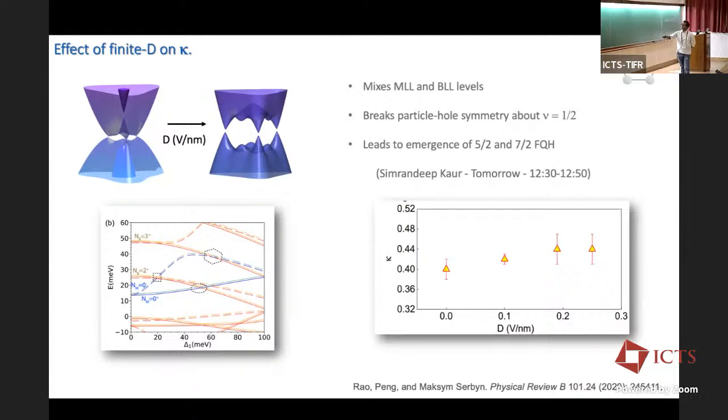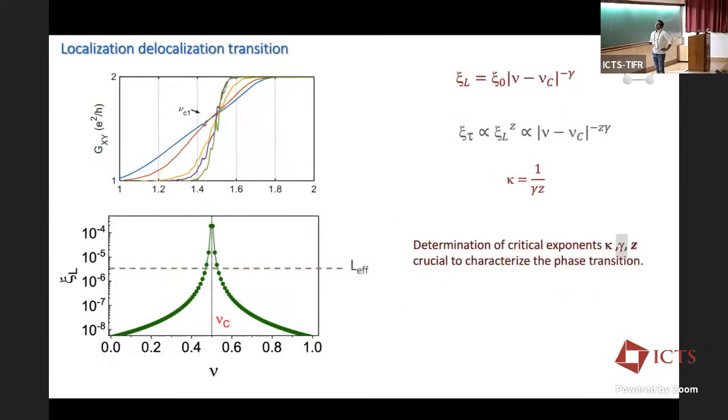So you want to look at the value of kappa with an electric field, and you see that it changes but not that much, which tells you that as long as the fractional quantum Hall states form, the order-disorder transition does not depend on Landau level mixing. The basic physics remains the same. Now, of course, we have determined kappa.